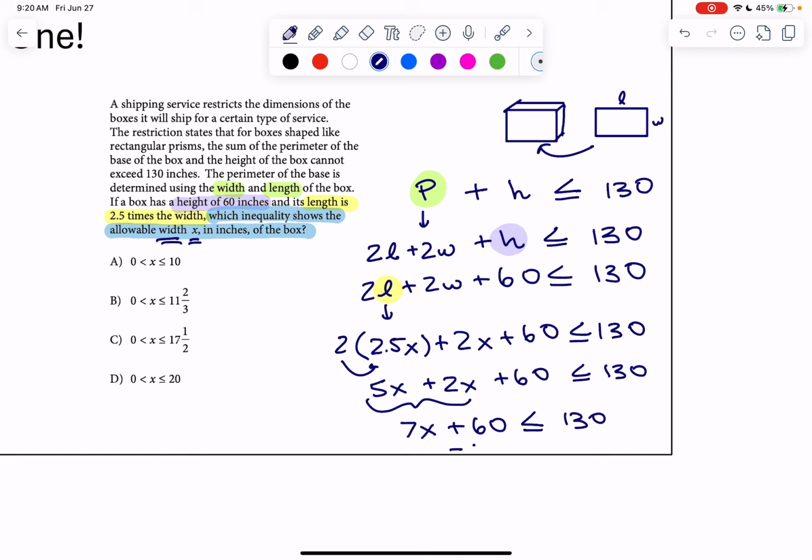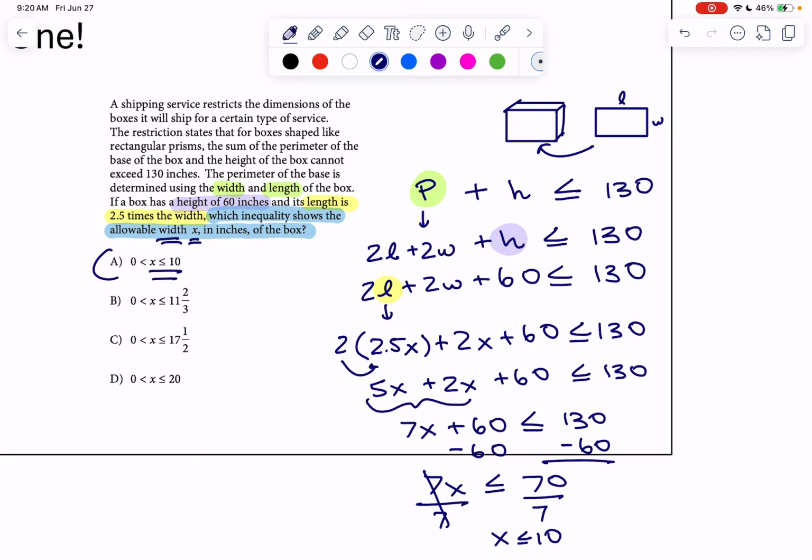I'm going to subtract 60 from both sides because I'm trying to solve for my x. I'll get 7x is less than or equal to 70. We'll divide both sides by 7, and I'll get that x is less than or equal to 10. Now, when I look at my answer choices, nothing says exactly that, but the closest one that we have is going to be A.